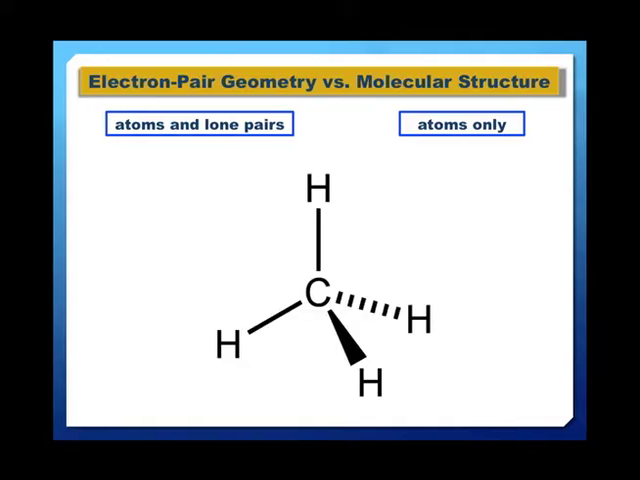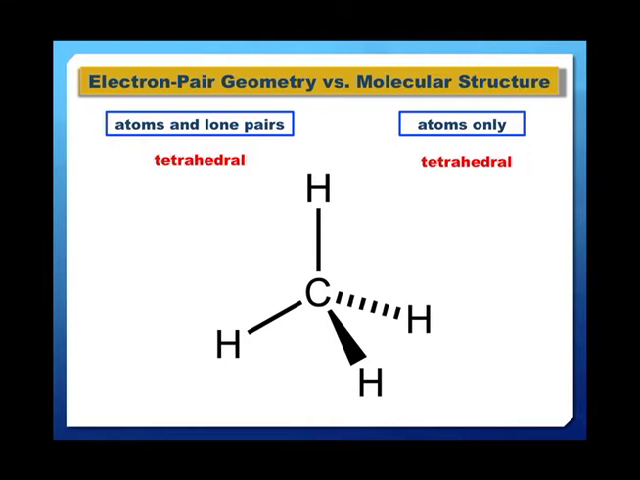If a molecule has no lone pairs, such as methane, then the electron pair geometry and the molecular structure will be the same, since all of the electron pairs are covalent bonds that lead to other atoms. We know that this molecule will be tetrahedral, and the way we represent this three-dimensional molecule in two dimensions is with dash and wedge bonds.